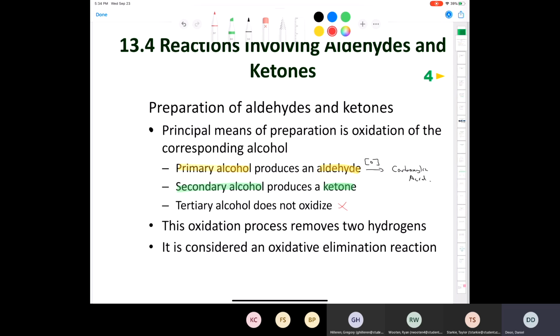And so during that oxidation process, we lose two hydrogens. Remember that in organic chemistry, oxidation is losing hydrogen or gaining oxygen. Okay, and so what we're going to see is every time we do an oxidation of a primary or a secondary alcohol, we're going to remove two hydrogens. All right, it's considered an oxidative elimination reaction because we're eliminating something from the molecule, namely the hydrogen atoms.